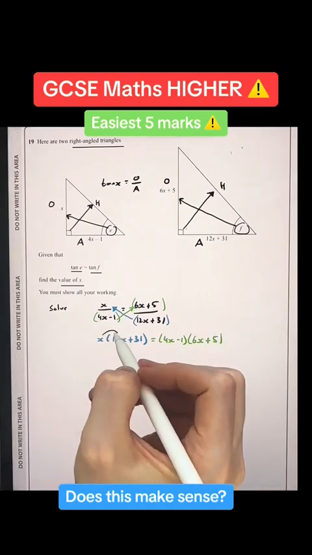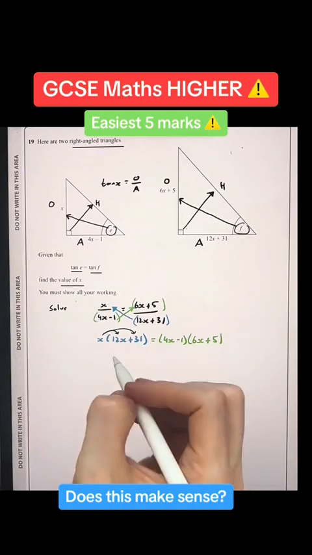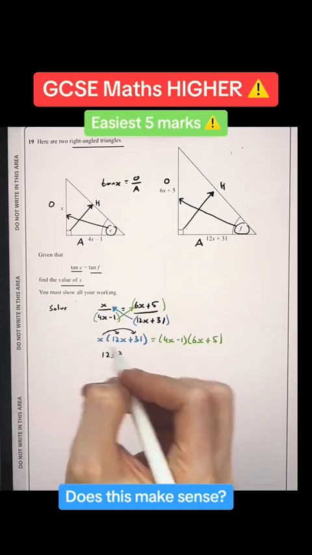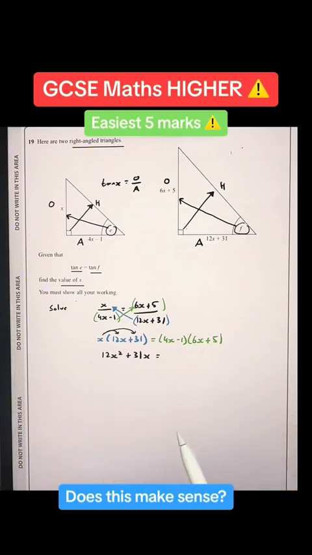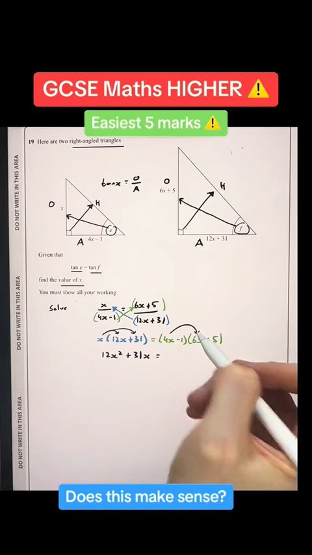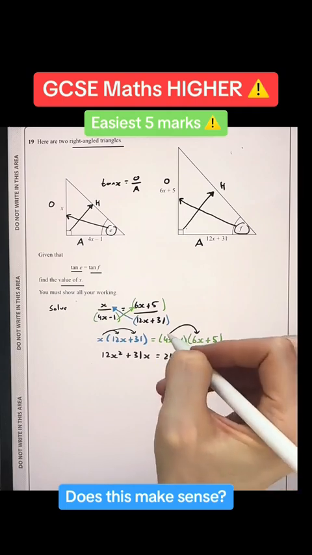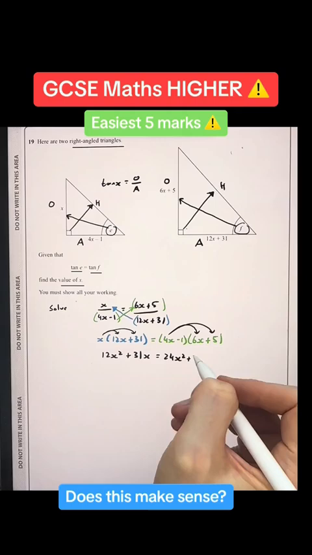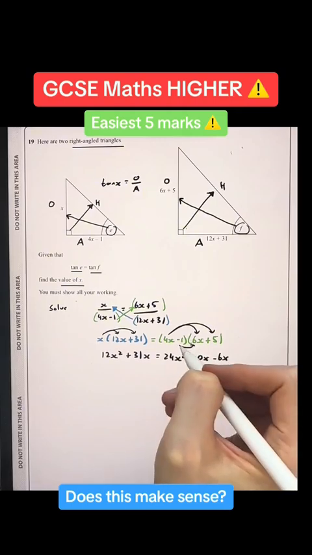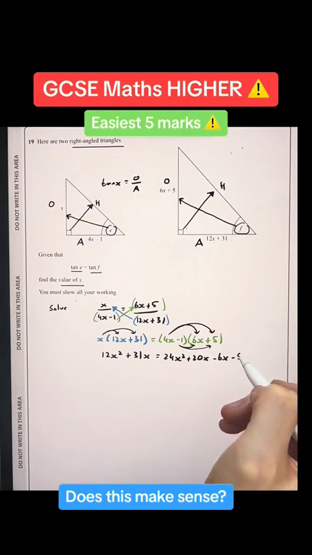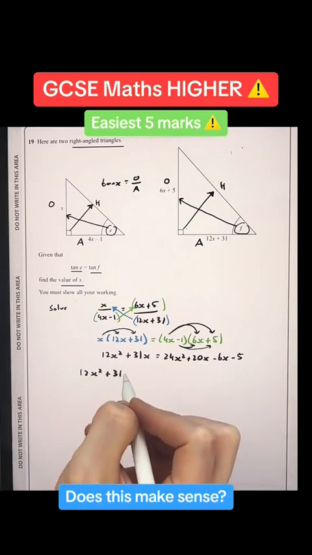Expanding my single bracket on the left-hand side. Whatever's directly outside, I multiply by each term directly inside. Here, x times 12x will give us 12x squared. And x times positive 31 will give us plus 31x. On the right-hand side, I've got double brackets. Expand my double brackets. I got 4x multiplied by 6x. That will give us 24 lots of x squared. I've got 4x times positive 5. That will give us plus 20x. I've got negative 1 times 6x will give us negative 6x. And negative 1 times 5 will give us negative 5. Leaving the left-hand side of my equation alone, here I've got 12x squared plus 31x.